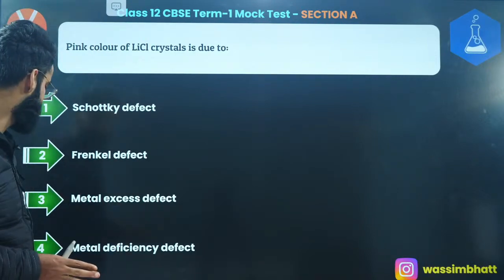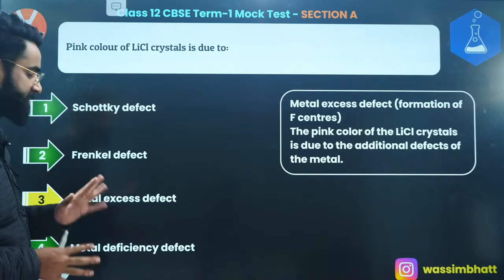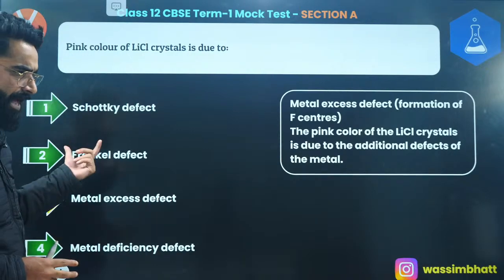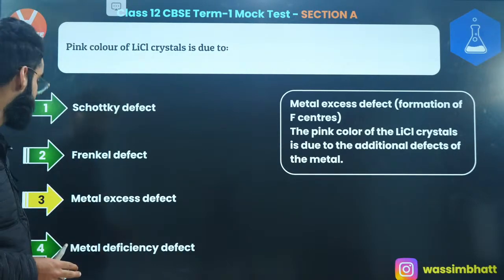So option C, as majority of the students said, option D is the one which is going to be the correct among all. A simple and common question this was, based on the F center.